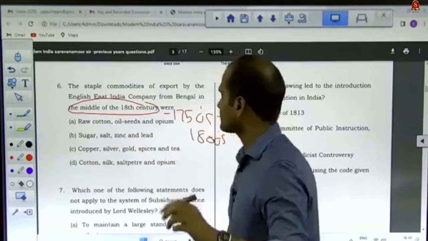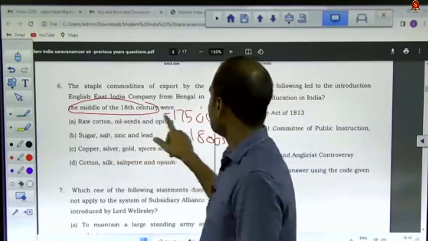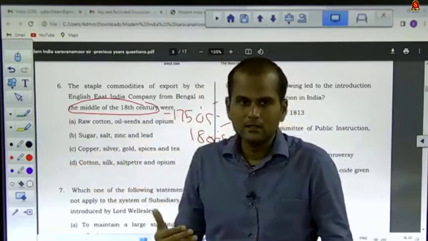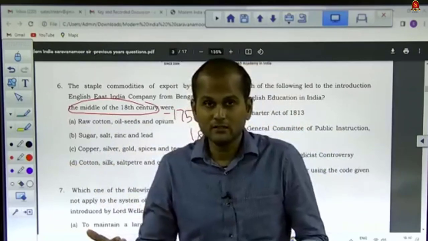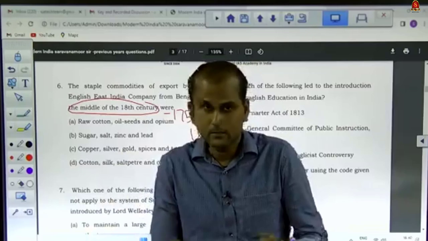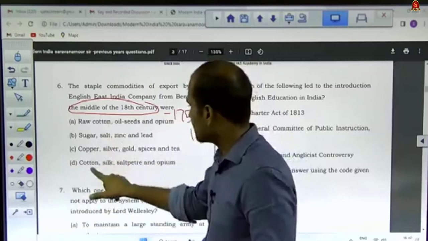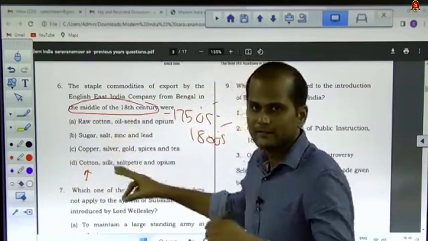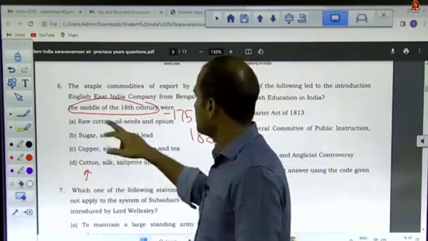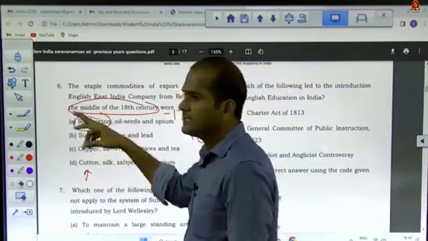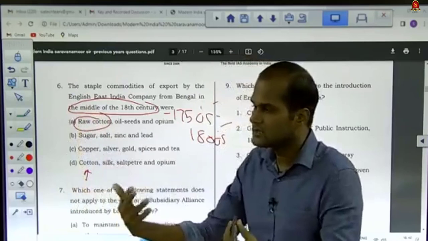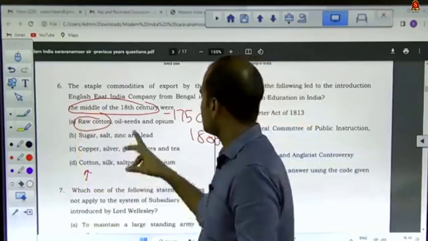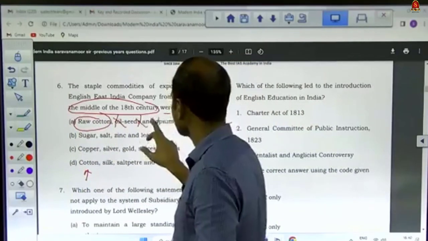Here is the cotton. Got it? If you look at 1750 to 1800s, you can't see that much industrialization. So they still exported finished cotton. Raw cotton here, this is a finished cotton product, that's a textile. That's the clarity. After high industrialization, from 1800 onwards, the British started to export raw cotton, not the finished cotton product. That's why this is outrightly ruled out.